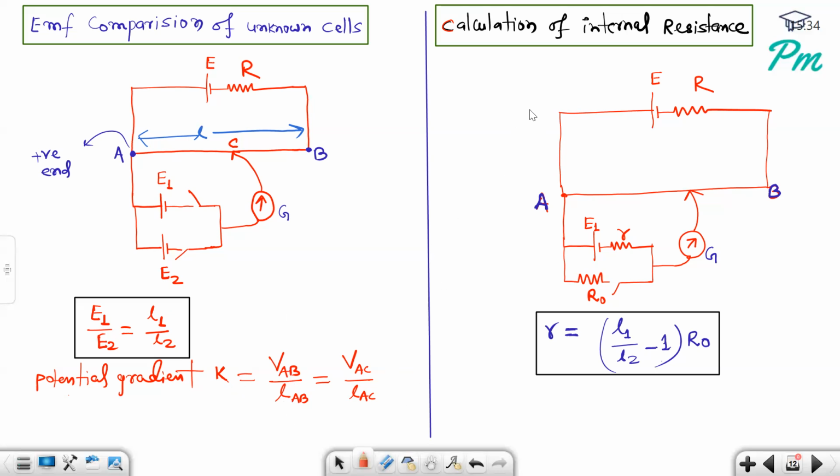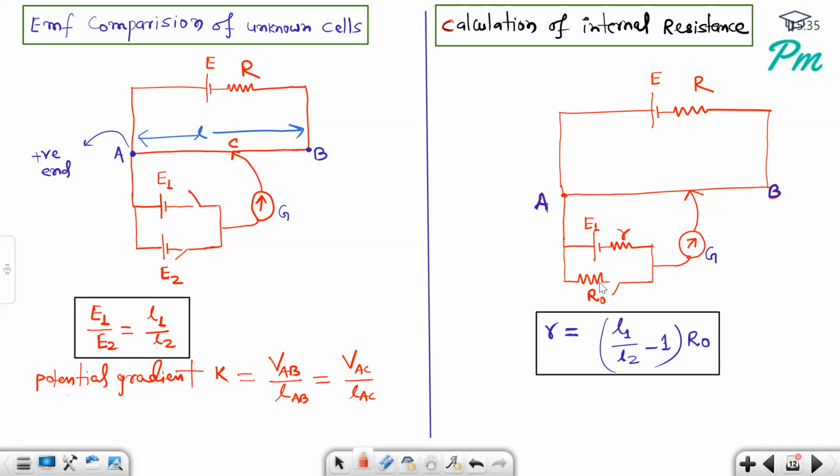Now calculation of internal resistance is another main concept of potentiometer. Suppose this is our potentiometer circuit. This is again the primary cell, resistance in series, and this is the potentiometer wire. And this is the positive end of the potentiometer wire. Now we have to find this resistance small r, that is the internal resistance of the cell. This is the external cell we use to calculate. We have to find actually its internal resistance.